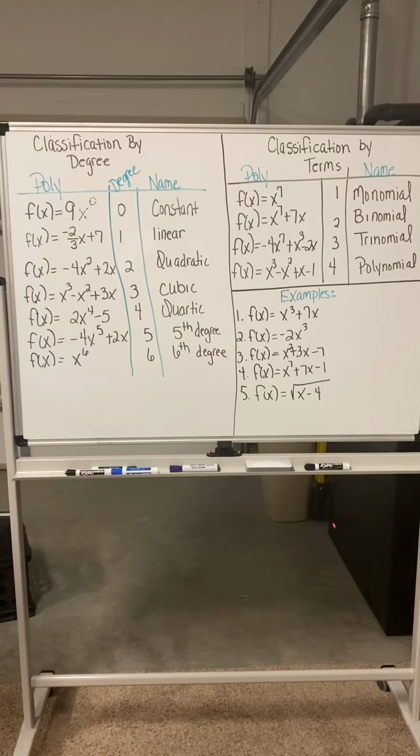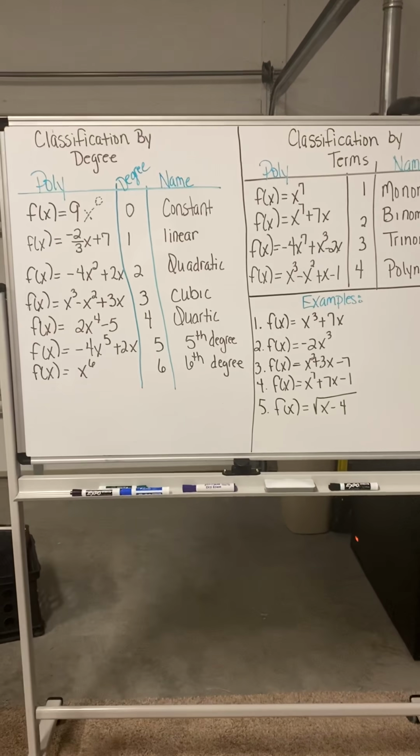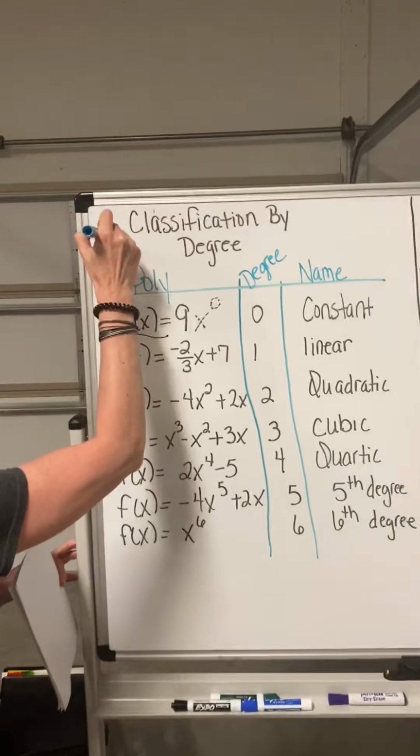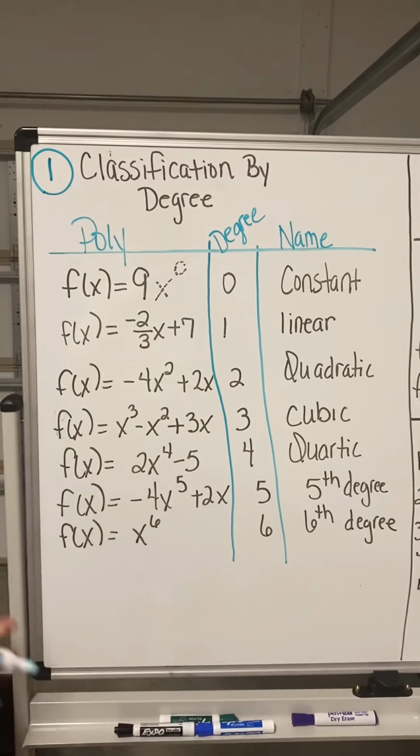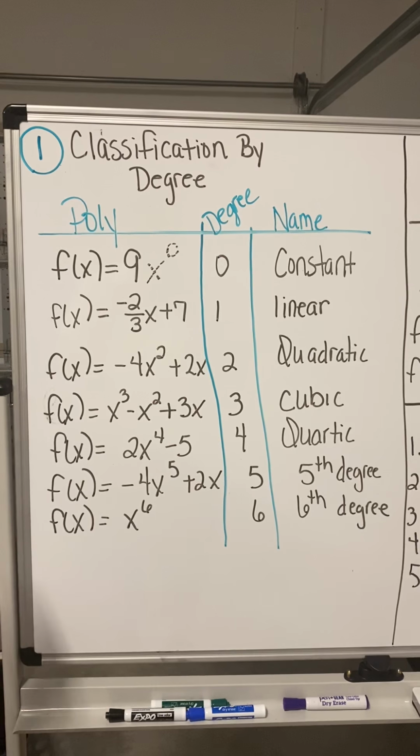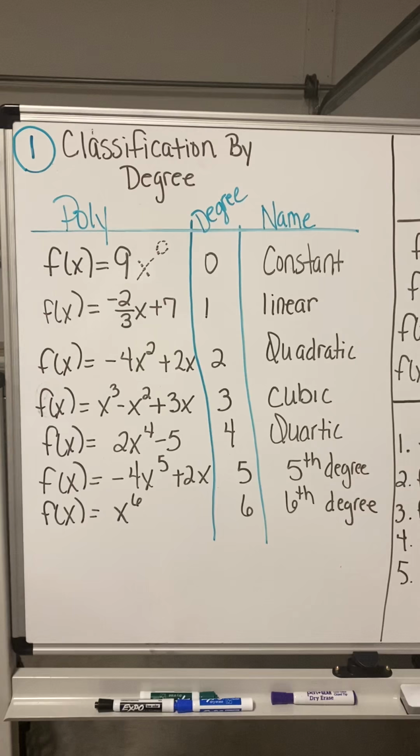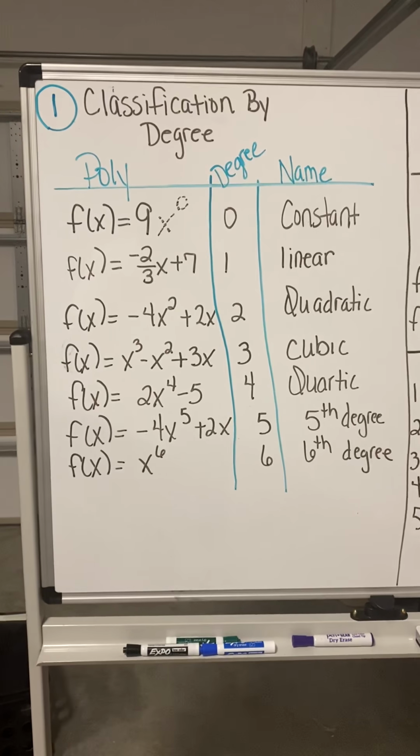How to classify these polynomials. There are two ways that we classify polynomials. The first way is by the degree. Now this looks really complicated. I promise that it's not. When I say degree, that just means the highest exponent on that polynomial.